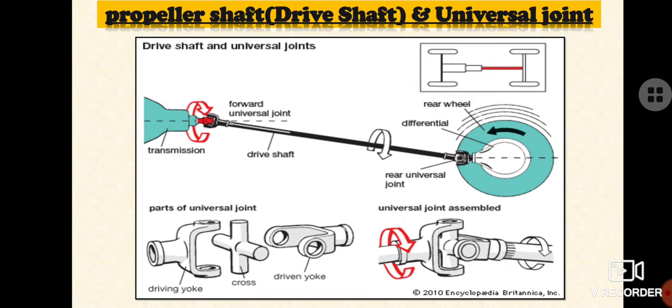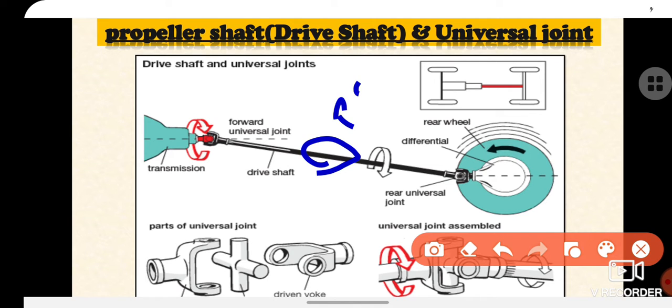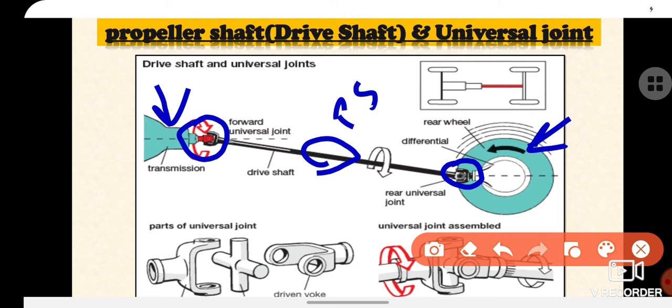So here something about propeller shaft is represented. I would like to tell you that this is the drive shaft, or we can say propeller shaft. Here this is the transmission system, and this part which is connected on the rear wheel is called differential. So here this universal joint is called forward universal joint. This universal joint is called rear universal joint.